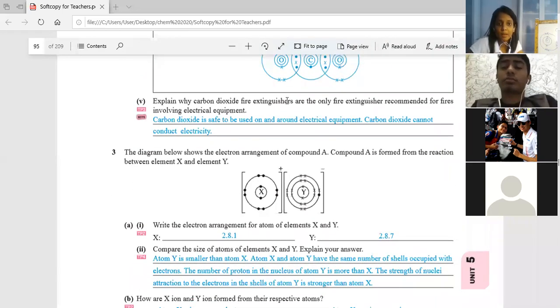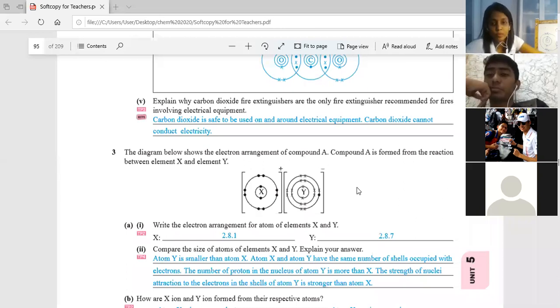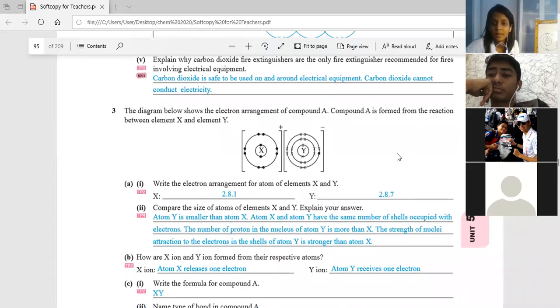Explain why carbon dioxide fire extinguishers. Oi, who is this fella? Sir, didn't you see someone scribbling on my work here? I thought only form 1, form 2, form 3 behave like that. Who was scribbling? Never mind. They erased already. Okay, never mind.